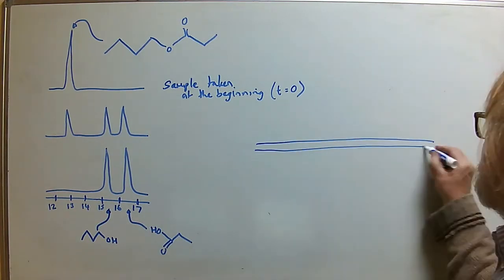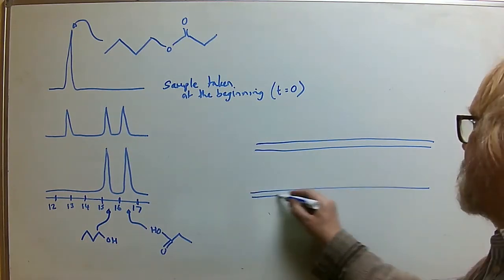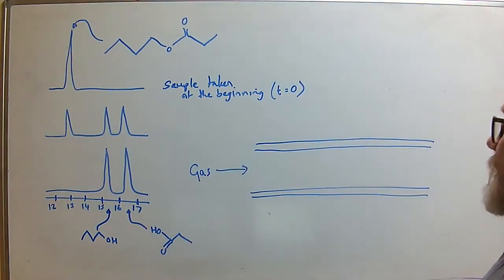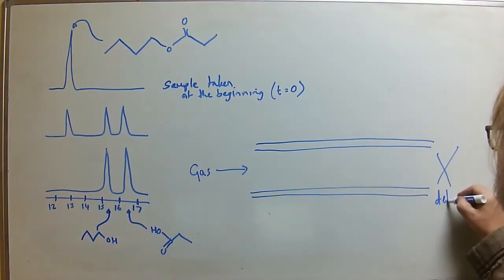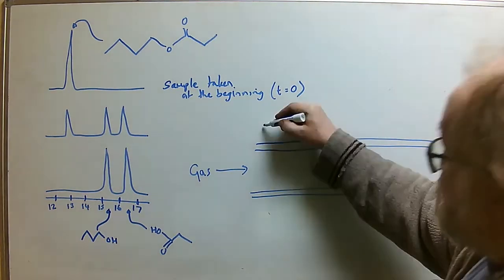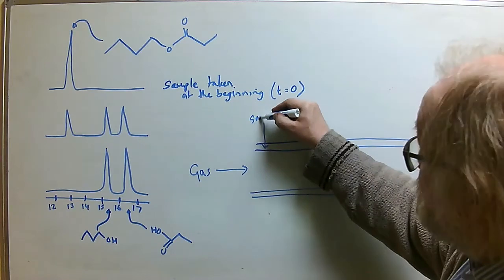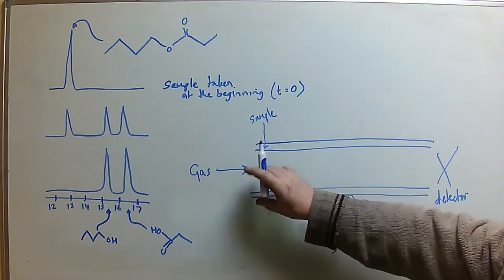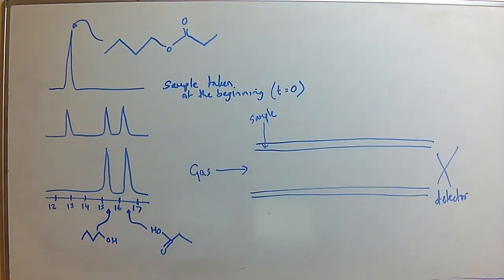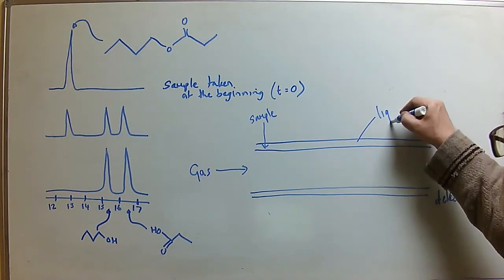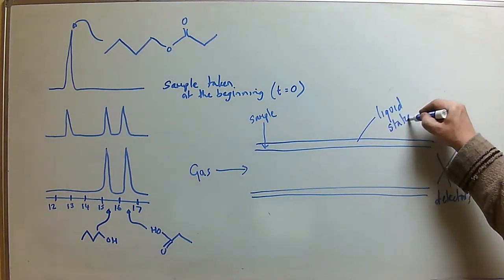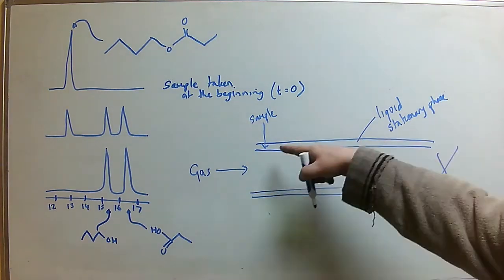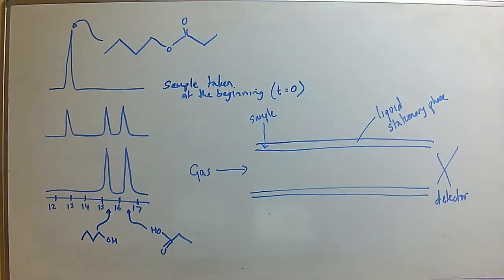So if you imagine that you just have this long column, the idea is that the gas goes in at one end, and you have a detector here, and you inject your sample there. And because it's hot, the sample vaporizes and the molecules will get carried along in the gas. But lining the column, you have this liquid stationary phase. And it's stationary, meaning it's not moving. So the gas is moving, but the liquid is not. The liquid is fixed on the walls of the vessel.